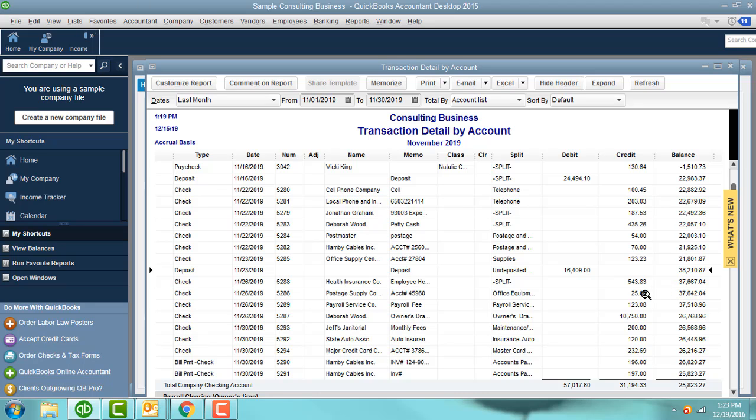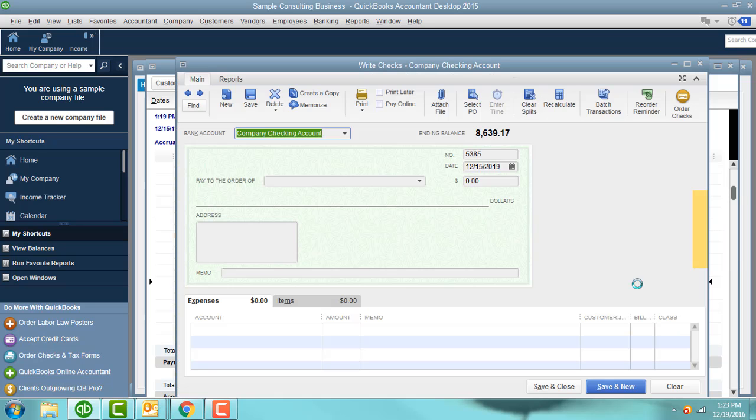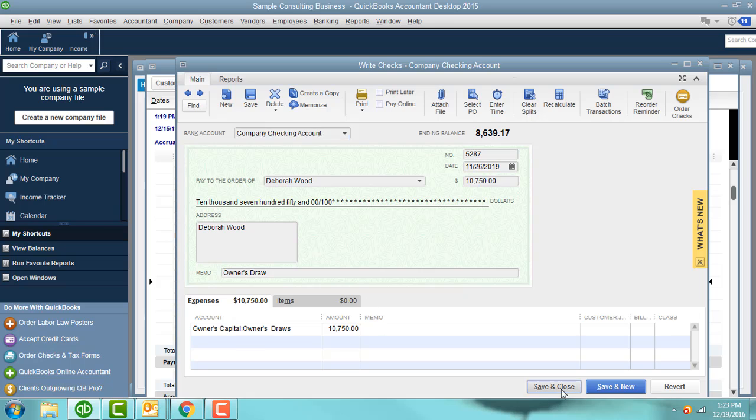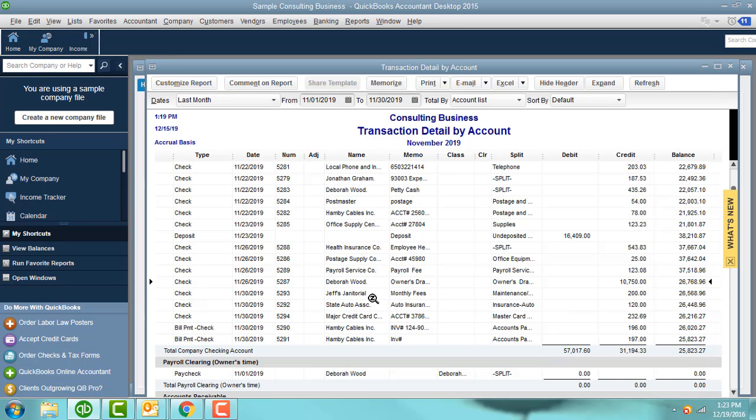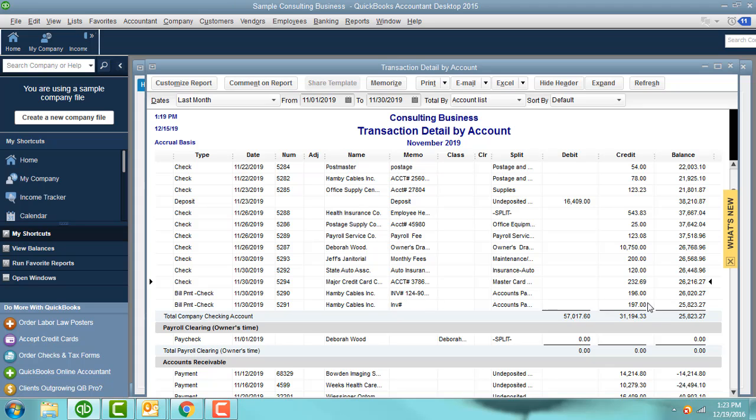Here's your health insurance, postage, fees for your payroll service. Looks like Deborah's the owner of this particular company, and she took out some money. It comes out of the owner's capital draws. Remember we covered that in our little 5 buckets of accounting. All right. Janitorial service, State Farm insurance, auto insurance. Looks like you paid a credit card. And more is Harvey Cables.